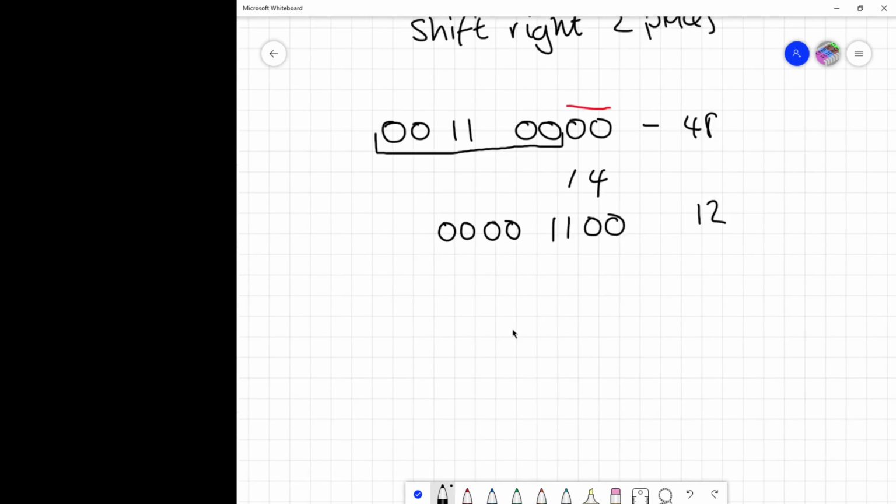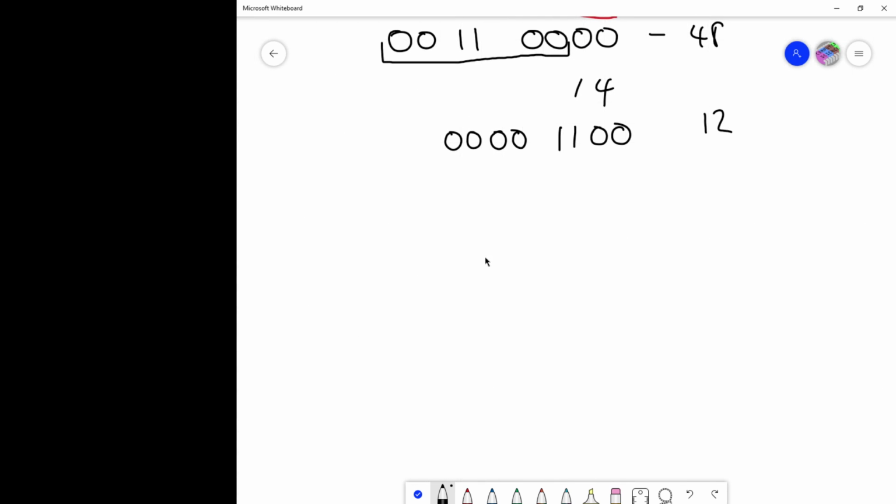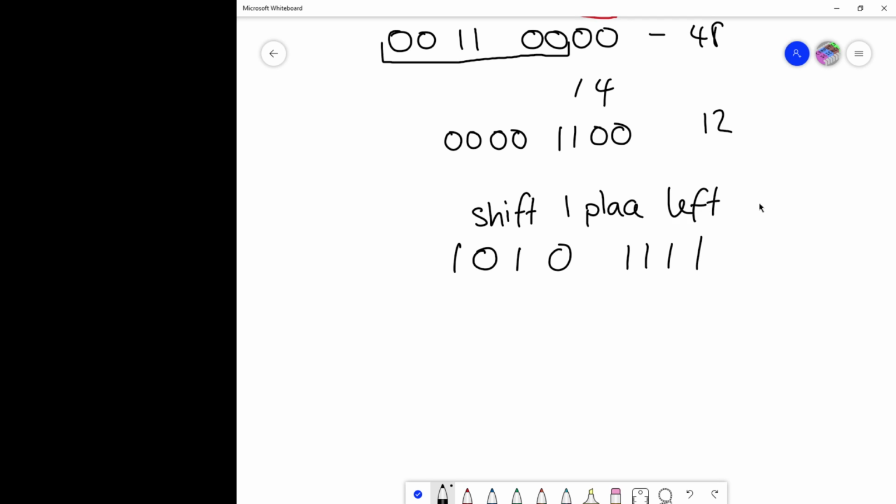Right, let's have a go at one more. So let's take this number then. Right, I want you to shift this one place to the left. Left. So this is going to be multiplied by 2. Right, so do that. Use the little technique I've just said. So identify the ones that are going to get knocked off, write the rest of it down and then fill in the gap.